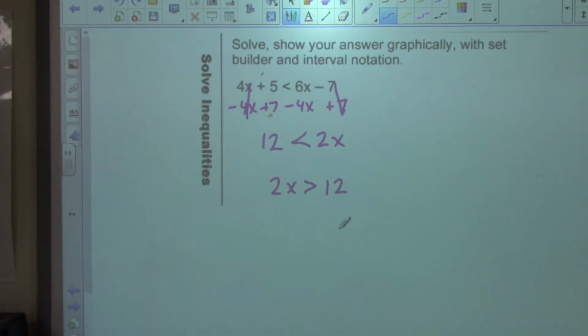And what happens is I had problems with inequality when I was in high school. I asked my teacher, how do you get this greater than, less than thing right? He says, well, it's really pretty easy if you consider that the arrow is always pointing to the smaller number. Okay, so that helps me look at it. And then if you divide by 2, you get x is greater than 6. And then the last thing it says is solve, show your answer graphically with set builder and interval notation. Well, greater than 6, to solve graphically, that can be a number line at x equals 6. And if you're greater than 6, that's going to look something like this.